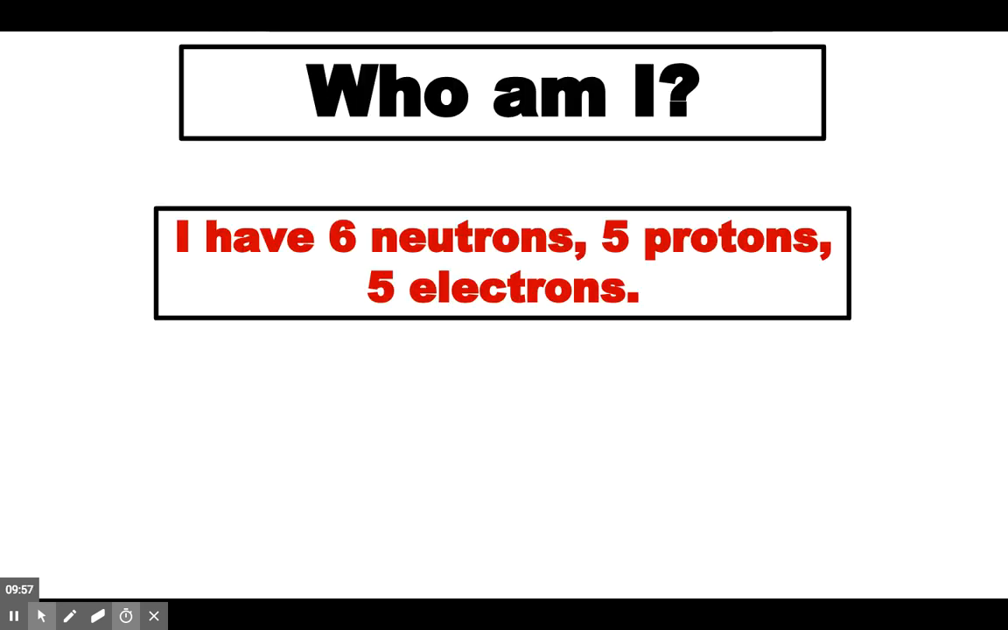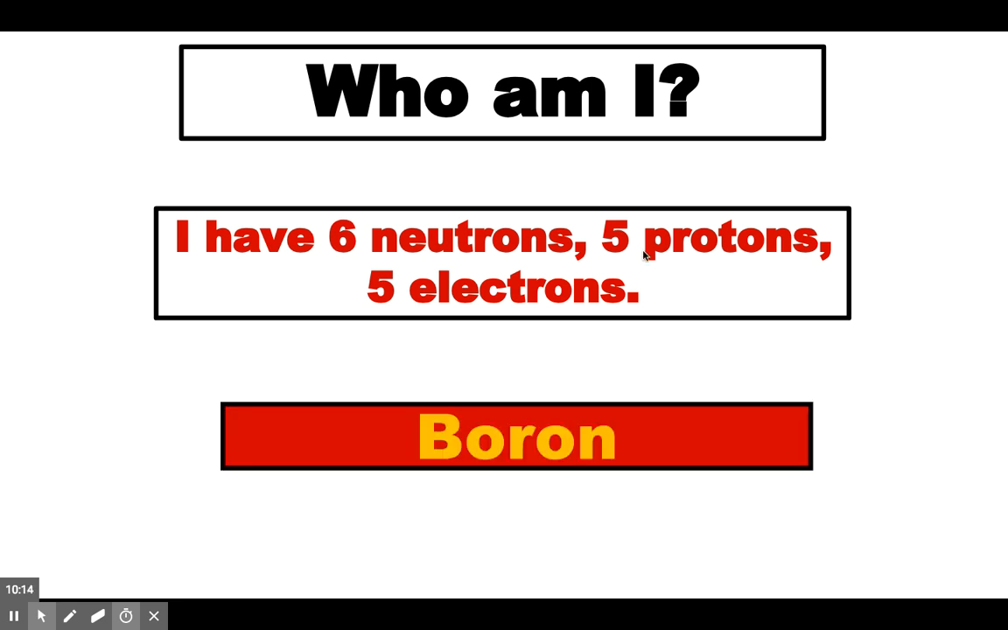All right, who am I? I have 6 neutrons, 5 protons and 5 electrons. All right, so A equals P equals E. 5 protons means atomic number 5. I am boron.